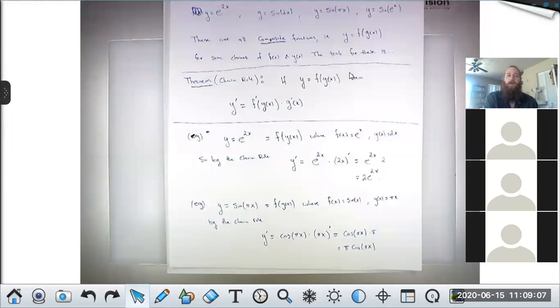Also, if you haven't yet, please read the instructions that I posted to Canvas saying how to take the test and how to turn in the study guide.